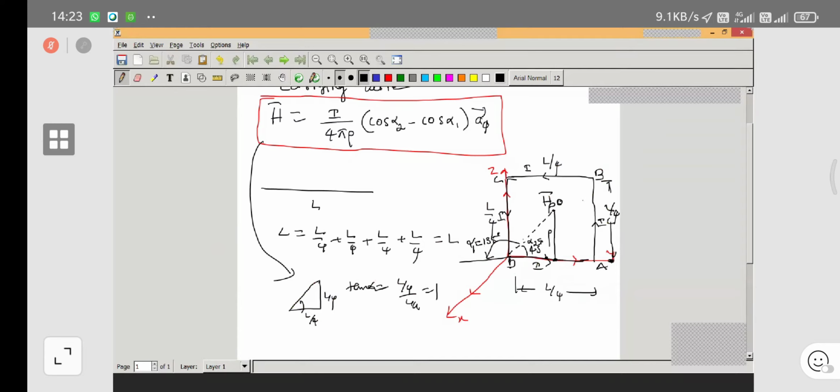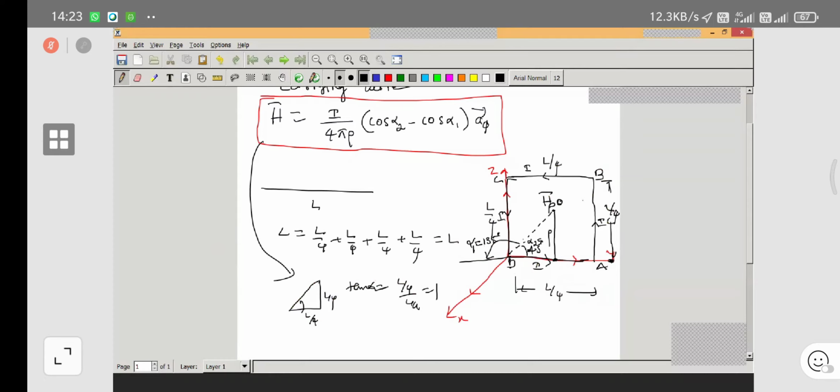We can use this formula for magnetic field intensity: capital H is equal to I by 4 pi rho, times cos alpha 2 minus cos alpha 1, in the direction of a phi. Alpha 2 is equal to 45 degrees, and alpha 1 is equal to 135 degrees. Simple.